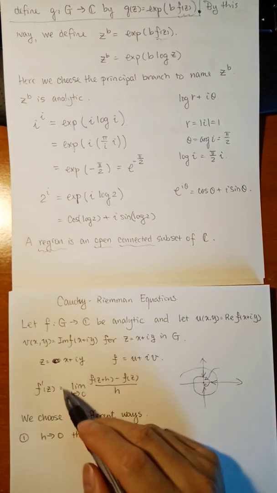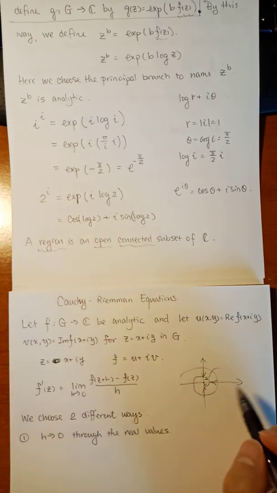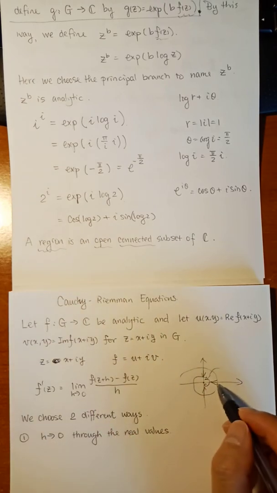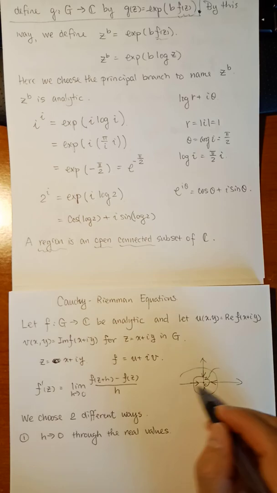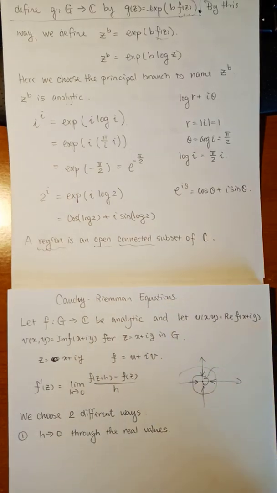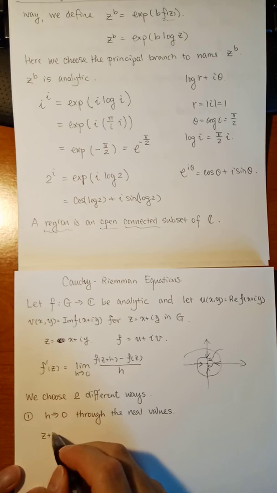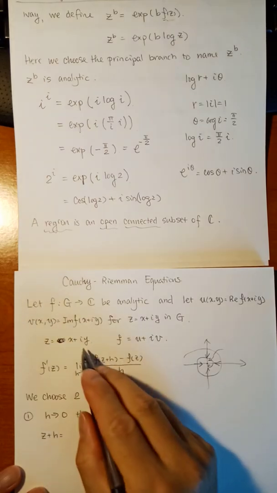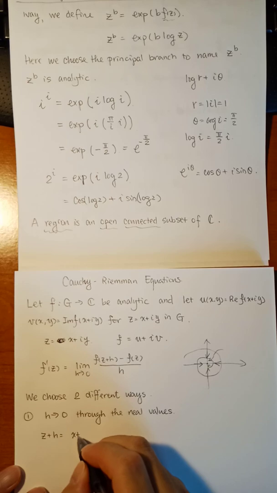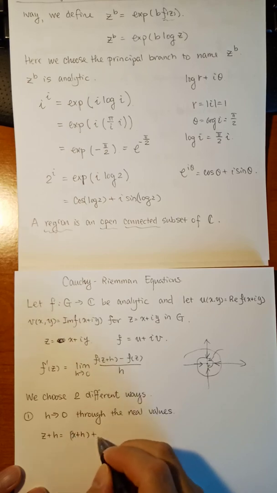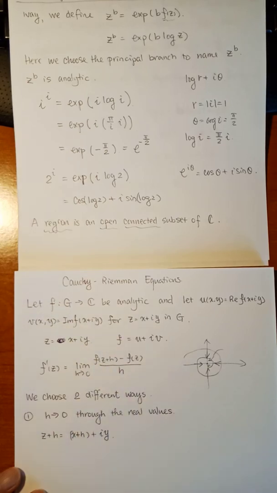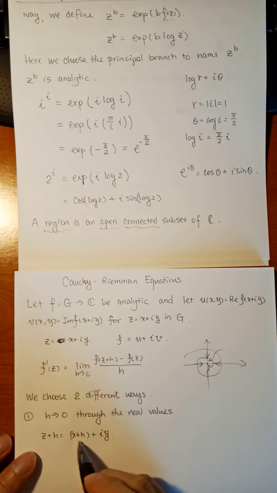When we have the strong condition, when this limit exists, it doesn't matter which way you choose. So here we choose h to be horizontal. Okay, if h approaches 0, then z plus h, where z is x plus iy, is actually x plus h plus iy, because h does not contribute a y part.